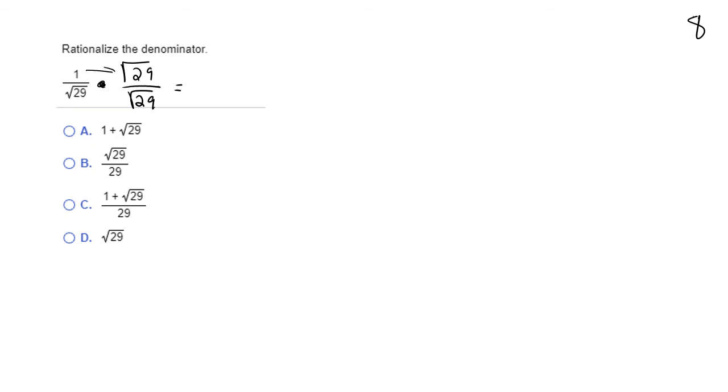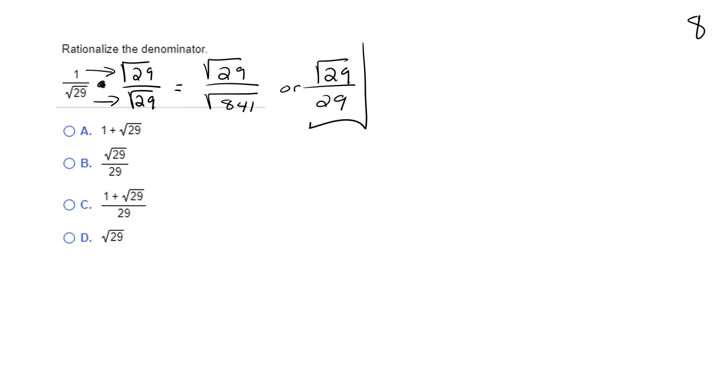When I multiply straight across, I get the square root of 29 on the top. And then when I multiply the 29s on the bottom, I get the square root of 841, but that is the same thing as just 29. Now this is my final answer because the square root of 29 over 29 will not reduce any further. So that's answer choice B.